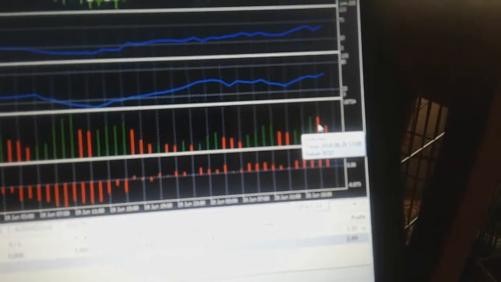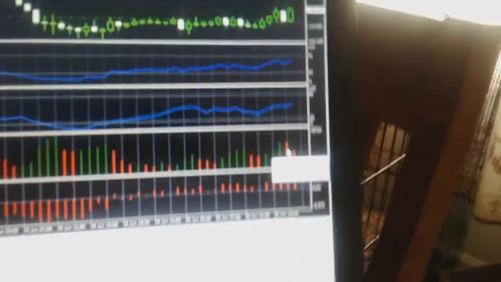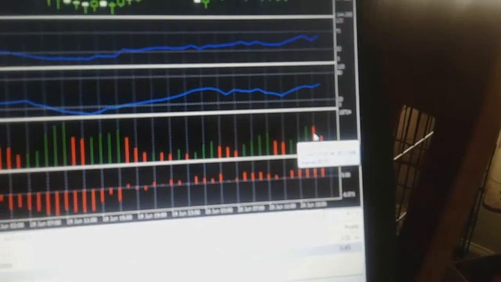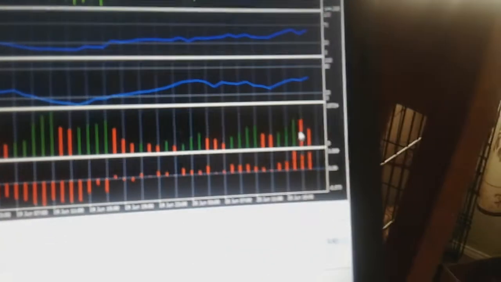I had some green lines here, but still, the strength of the volume is a lot. It's a lot of people that's trying to stop the movement from going up when it's red.